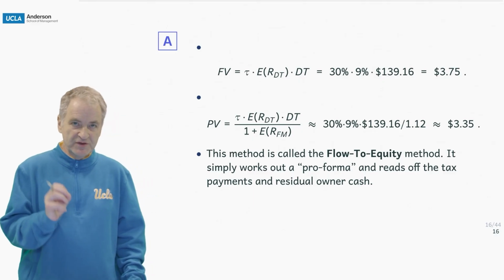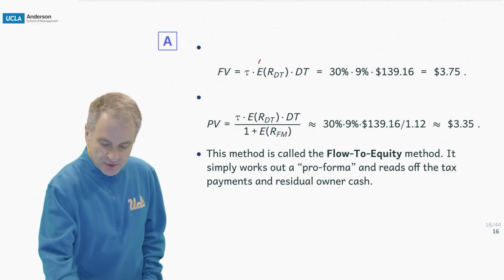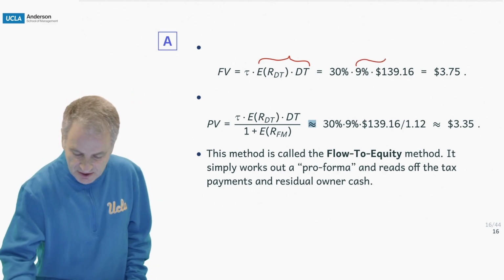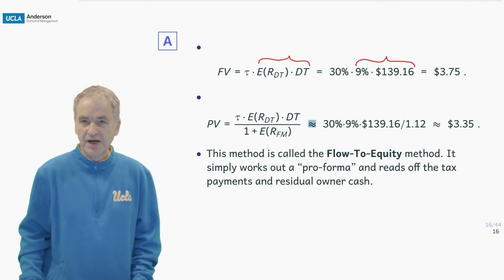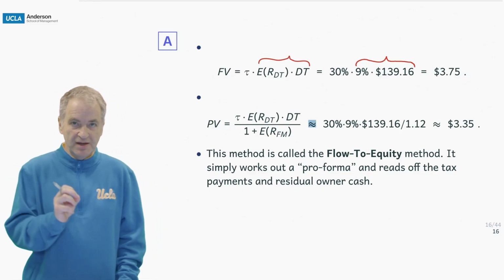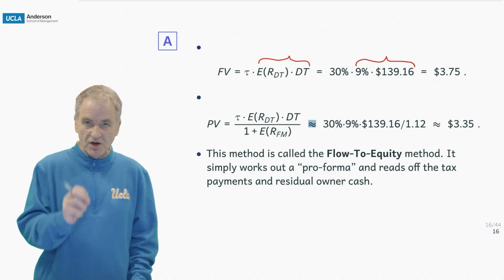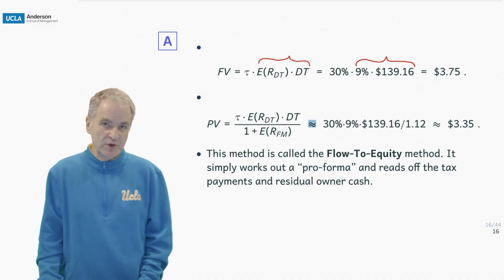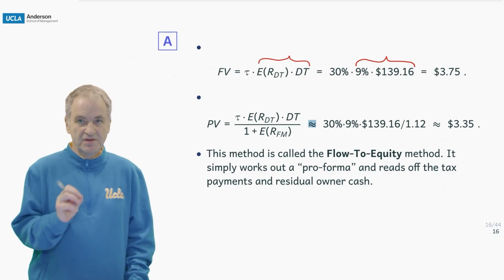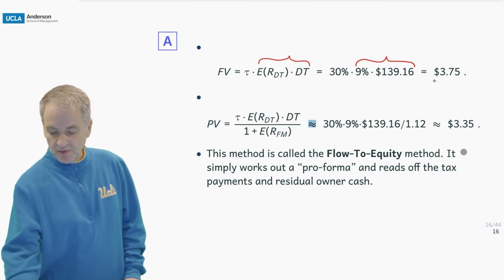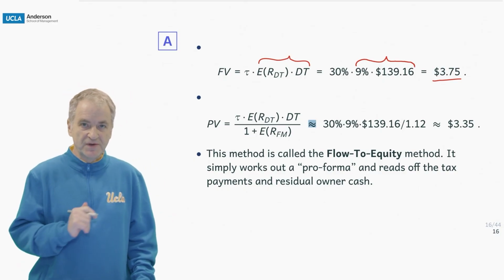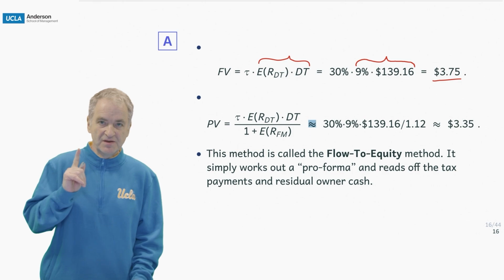So take the first bullet point here. This component is going to be the amount of interest that you're going to have to pay, that you can subtract off in your income statement before you calculate tax. Your tax rate in this example is 30%. That gets you a number of $3.75. That is the future value. This is what it's going to save us in the future.